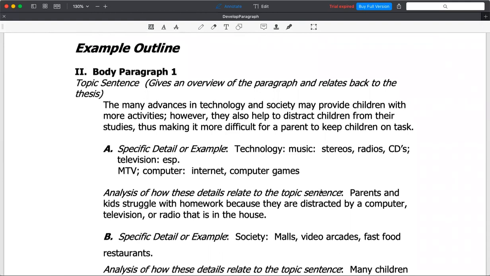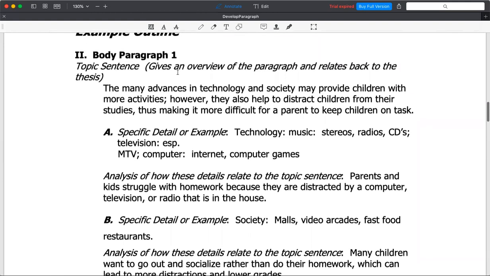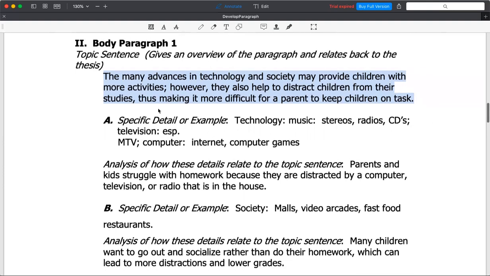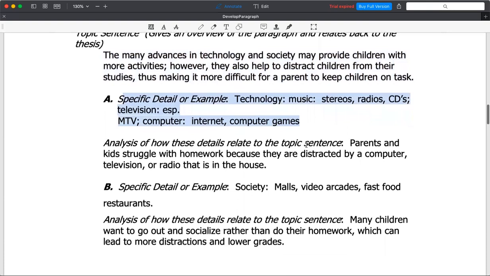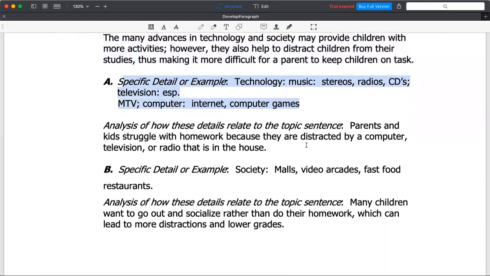If I want to give you an example of a body paragraph, for example, the first body paragraph gives the overview of the paragraph. You can say, the many advanced technologies in society may provide children with more activities. However, they also help to distract children from their studies, thus making it more difficult for a parent to keep children on task. And then I'm going to support it with specific details and examples. I can think about technology: music, stereo, radio, CDs, television, and MTV, for example; as another example, computers, internet, and computer games. And the analysis, my analysis or your analysis, is different.